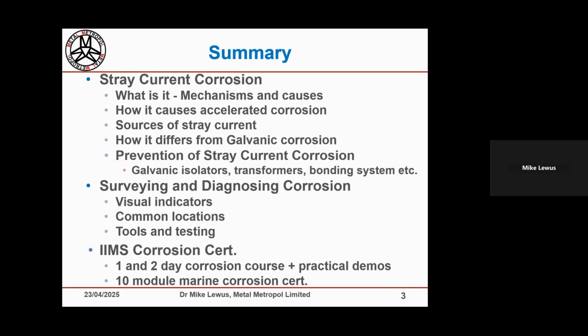And then I'll move on to stray current corrosion and pretty much cover similar areas. What is it? What causes it? Why it tends to be a more serious form of corrosion, because of high corrosion rates. And again, get back to how we look to prevent stray current corrosion. And after that, I've just put together my own thoughts on a step-by-step approach on how you'd go about surveying and diagnosing corrosion.